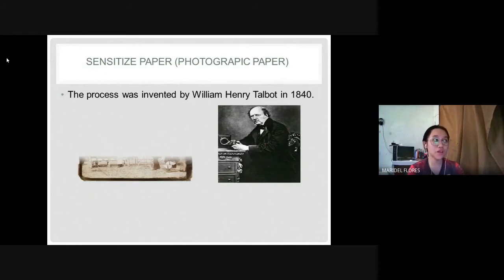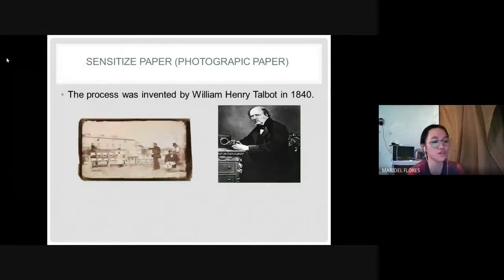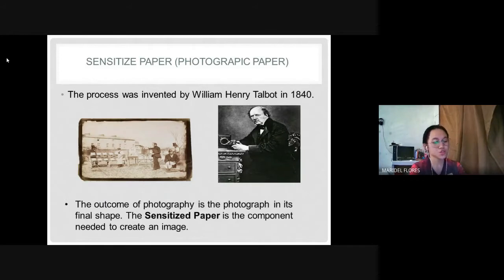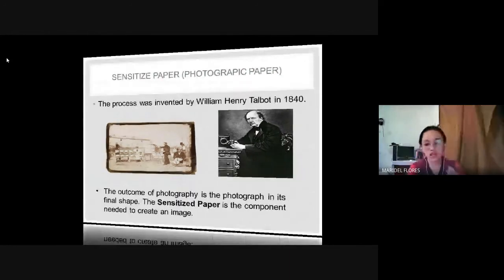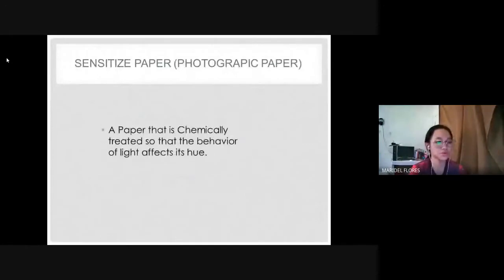He is very relevant way back, and he is also one of the major contributors as to why the photographic process is successful in our time today. The outcome of photography is the photograph in its final shape. For us to be able to develop an image, we need to utilize a medium or component, which is sensitive paper, to create an image. It is also a paper that is chemically treated so that the behavior of light affects its hue.